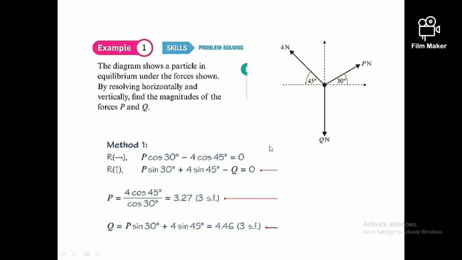From this equation, you can say P equals 4 cos 45 divided by cos 30. What I did here is bring 4 cos 45 to this side and then divide by cos 30. With that, you will obtain the answer for P as 3.27, right? Then you can substitute: 3.27 sine 30 plus 4 sine 45 equals Q. With that, you can get the answer for Q as 4.46. That is the answer for the first question.